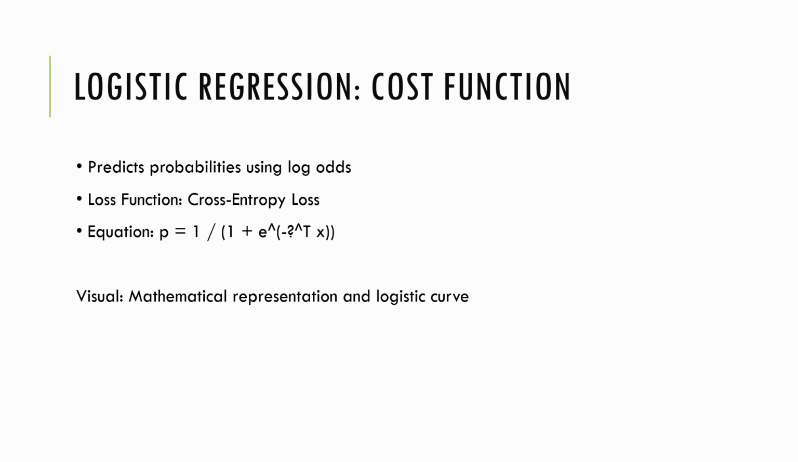Logistic regression works by calculating the log odds of a certain event and transforming it into a probability. The logistic function, or sigmoid function, outputs values between 0 and 1. The model's cost function is cross entropy loss, which measures how well the predicted probabilities match the actual class labels.